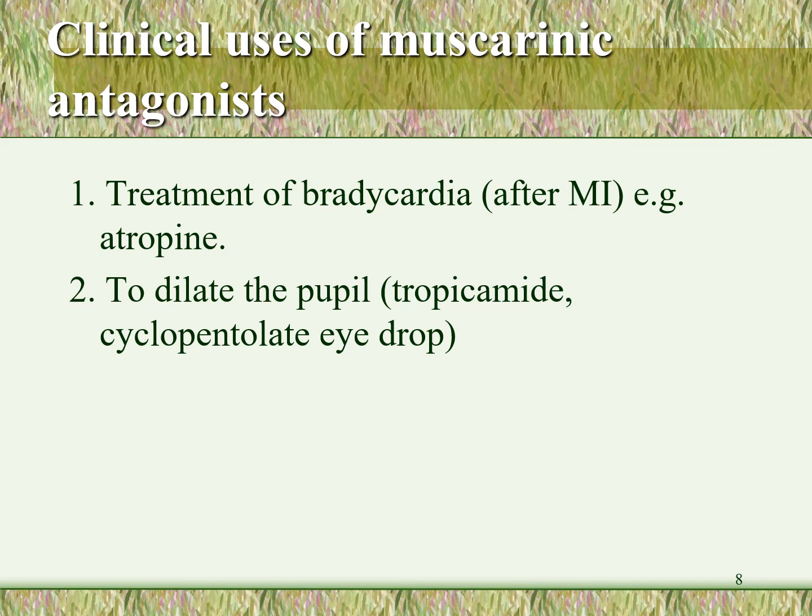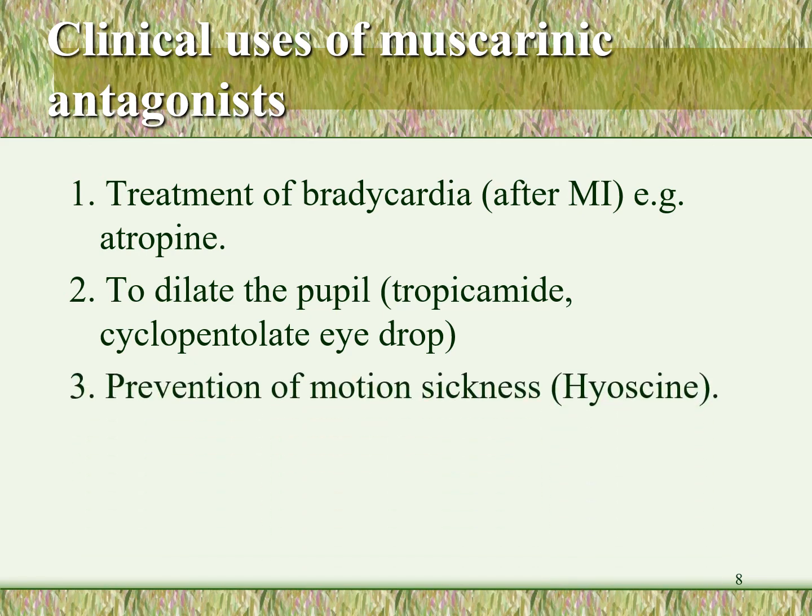Also, the second use: antimuscarinic drugs can be used to dilate the pupil, as we also mentioned. We will find that tropicamide, cyclopentolate, and even atropine are all available as eye drops for examination of the eye. This is one of the diagnostic uses of these drugs, just to produce mydriasis, to increase the pupil size, to investigate what is inside the eyeball, the retina, or whatever.